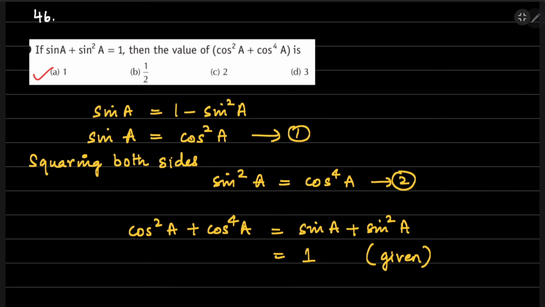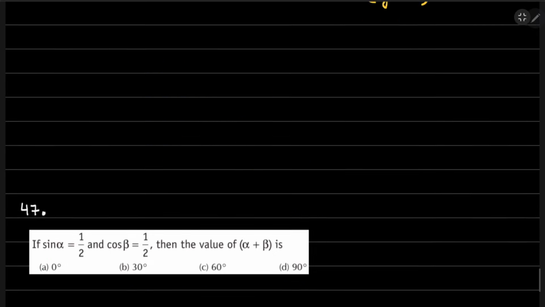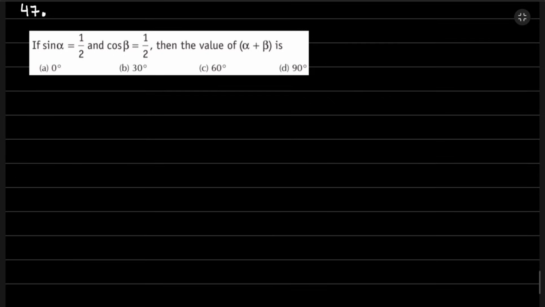So, the option A1 is the correct answer. Let's move on to the 47th question. Sin alpha is 1 by 2. Cos alpha is 1 by 2. Find the value of alpha plus beta.